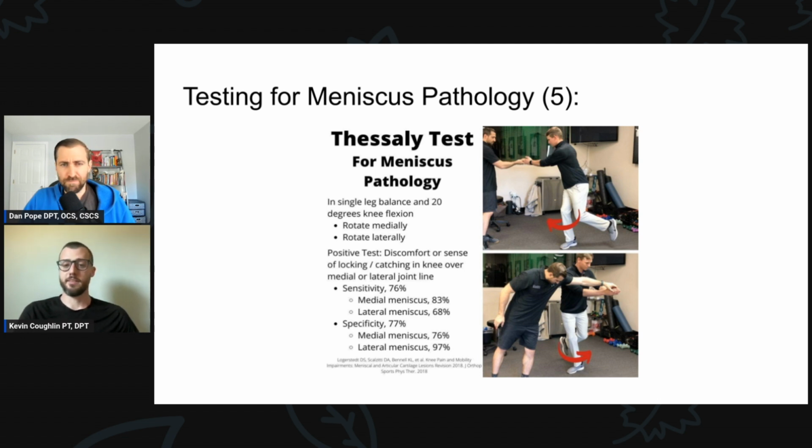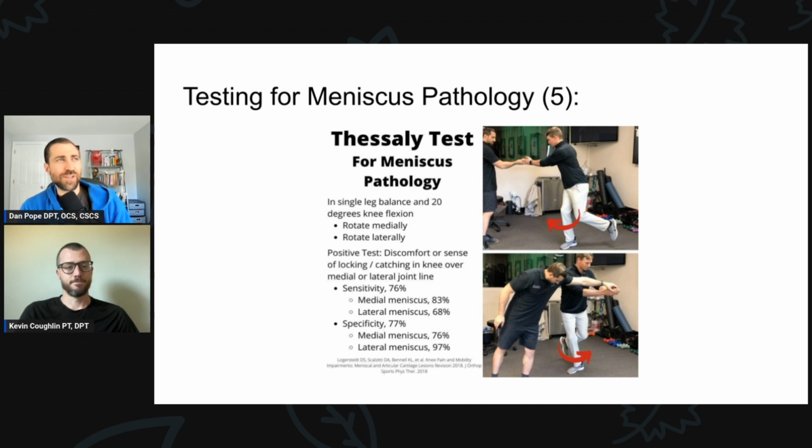For the medial meniscus, it has a sensitivity of 83% and a specificity of 76%. For the lateral meniscus, it has a sensitivity of 68% and a specificity of 97%. So another test with a really high specificity for the lateral meniscus. So, you know, pretty good test there if you're considering a lateral meniscus tear, for sure.